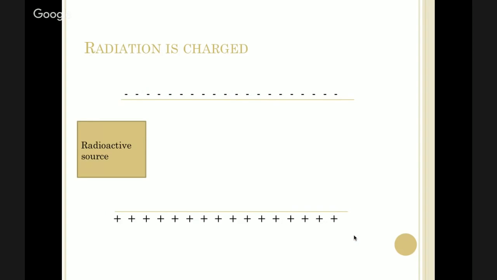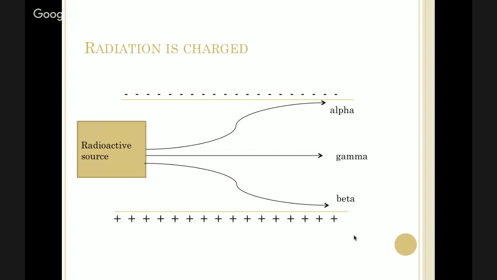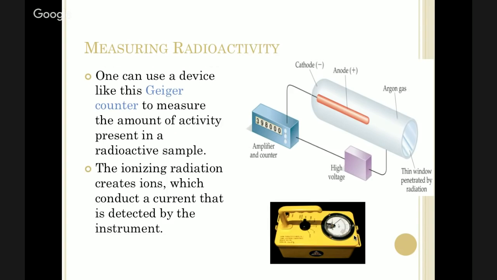You can also move where your particles would go. If you have a radioactive source that's emitting alpha particles, the alpha particles will be attracted to a negative plate. So if you hold up a negative plate, the alpha particles will go towards that because they're positive. Beta particles will go towards the positive plate because they're negative, and gamma particles will go straight through because they are not affected by charges since they do not have a charge.